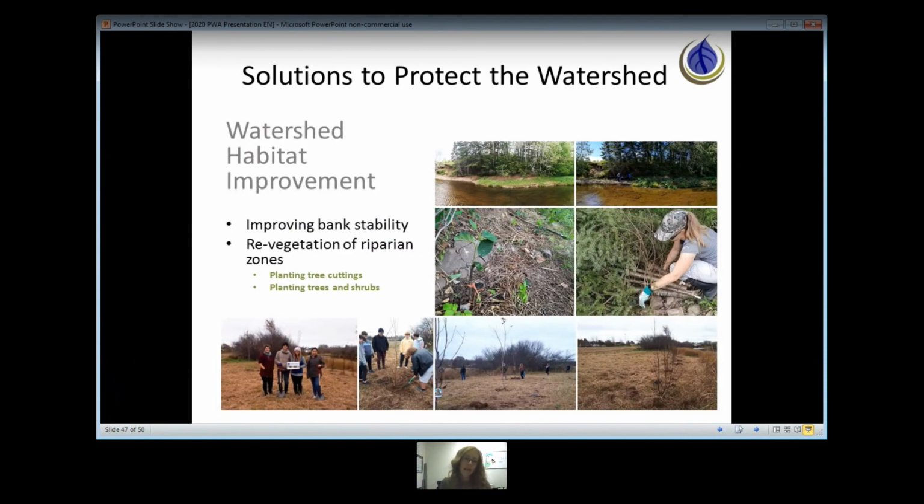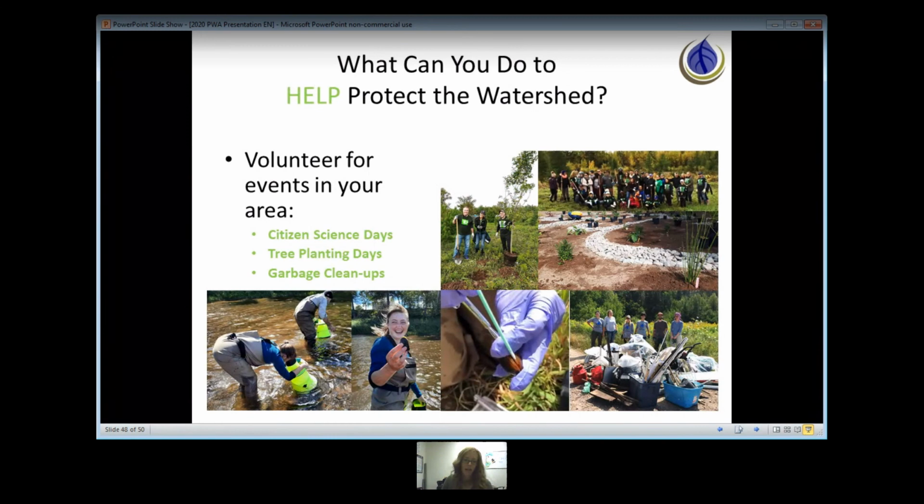We also work with a lot of our landowners by improving bank stability through revegetation of our riparian zones, the buffer zones. We've been planting a lot of trees and shrubs. We've been adding a lot of tree cuttings as well, to try to slow down some of the water coming down from those rivers where there is severe erosion. We always encourage volunteers to join us at these events. We've had so many over the years. Some of our volunteers have been participating in our citizen science days, coming out with us to monitor some of our streams. We've also had a lot of tree planting events and garbage cleanups as well.